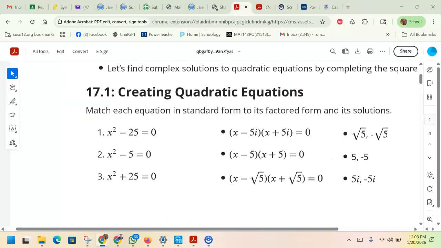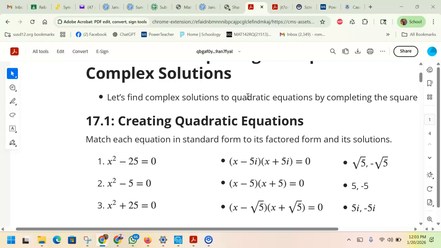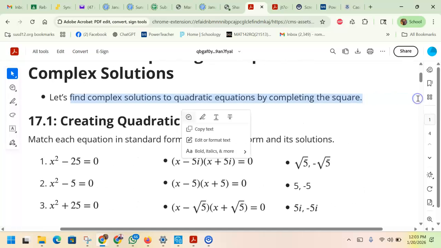Okay, so the lesson is about lesson 17. Lesson 17, complex solutions. So we need to know what are the complex solutions in a quadratic. Here the learning target is to find complex solutions to quadratic equations by the completing the square method.